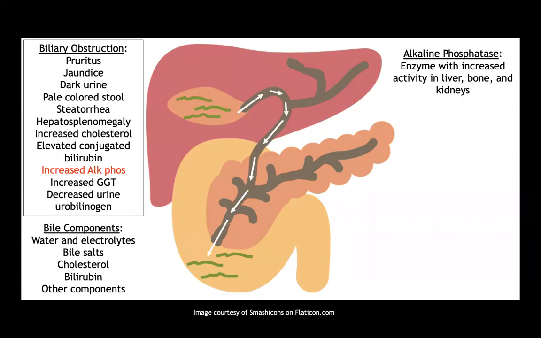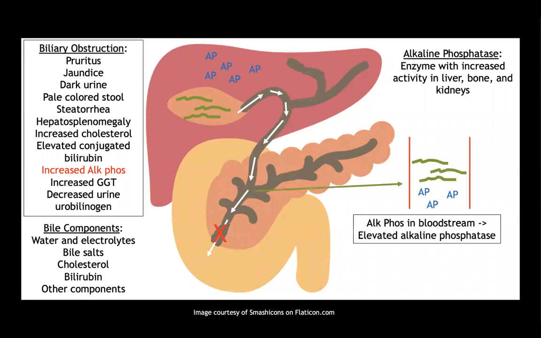So alkaline phosphatase is an enzyme that has a lot of activity in our liver, bones, and kidneys. So you can see alkaline phosphatase here, and it can be part of the bile. So it kind of flows down the same way that everything else does. So if you have an obstruction, you're going to have a lot more alk phos in your bloodstream, and so you can measure that.